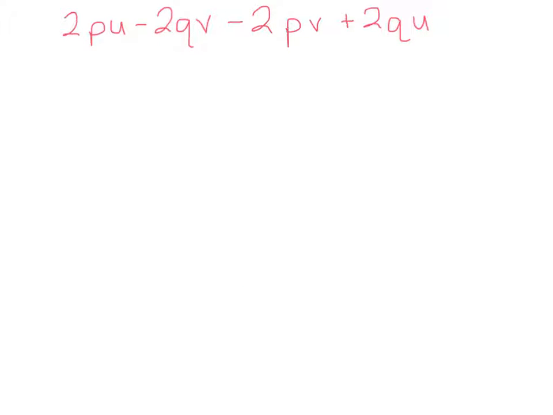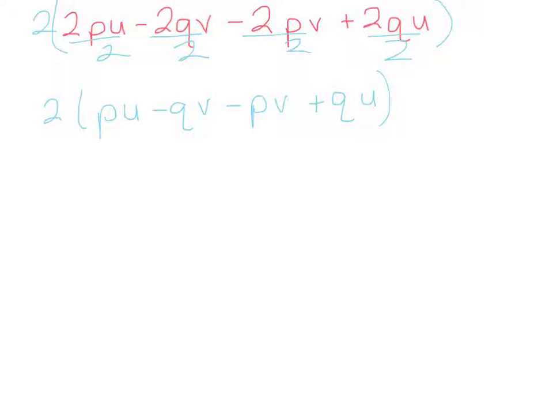Okay, again, start by looking for common factor, and in this case they all have a 2. So we can divide everything by 2. So that gives us 2 PU minus QV minus PV plus QU. Now, if we go to group, notice PU and QV don't have anything in common, neither do PV and QU.